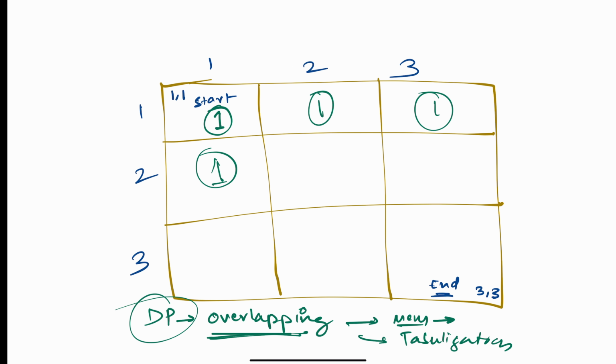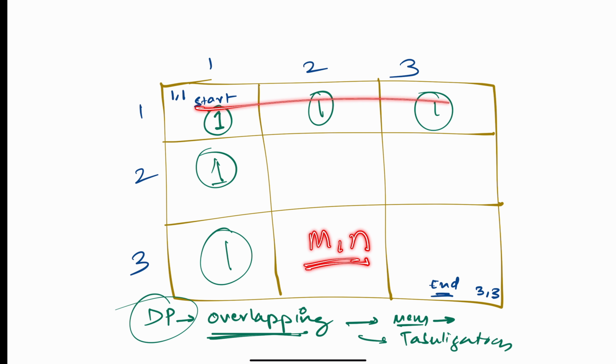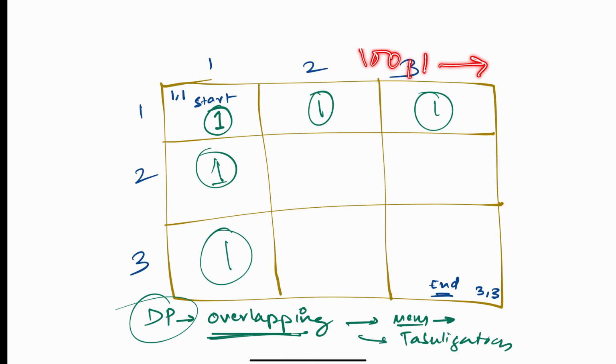Now to reach to 3 comma 1, again the solution will be 1 because I have only one way to reach here. So for a given m into n matrix, the first row will be 1, the first column will be 1. That means 100 comma 1, the solution is 1. 1 comma 100, the solution will be always 1. So it is very important to initialize the first row and first column with 1.